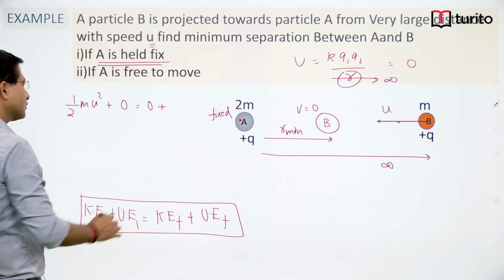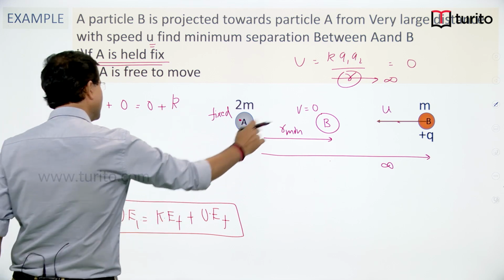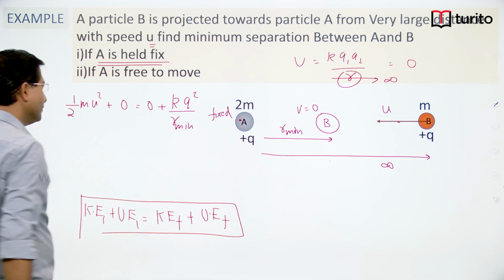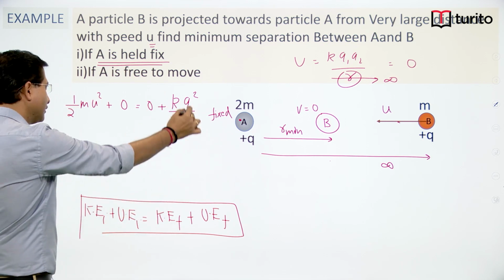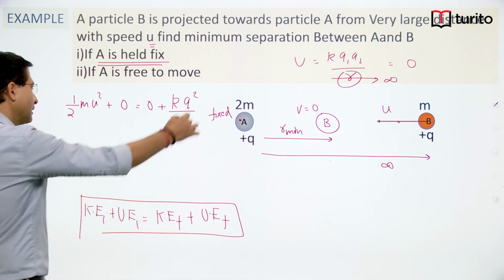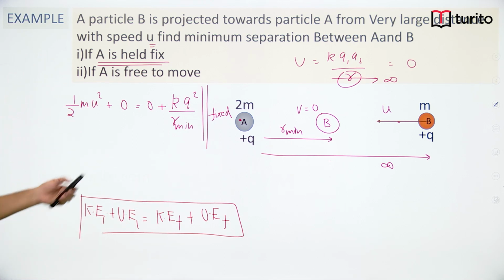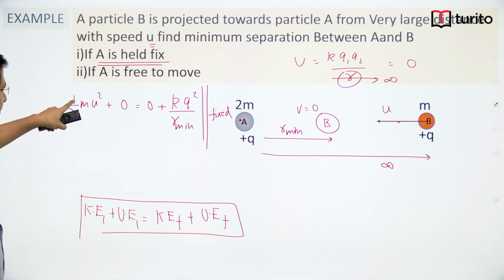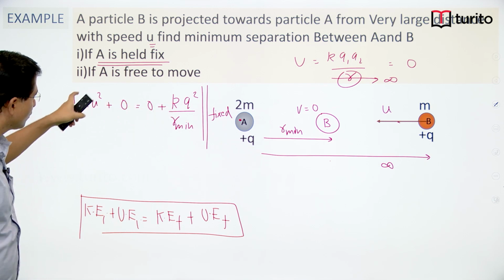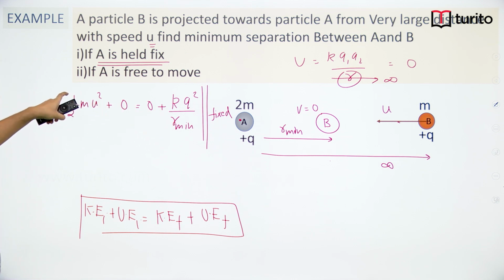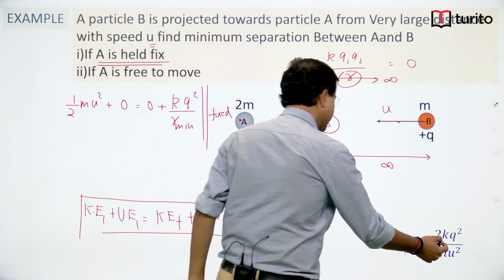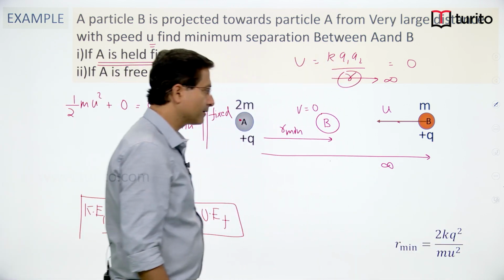Plus finally it will have potential energy. So potential energy final is k q square divided by r min. If you simplify, the 2 comes in the denominator, m u square in the numerator, and r min comes to the other side. So you will get m u square in the denominator and k q square in the numerator.